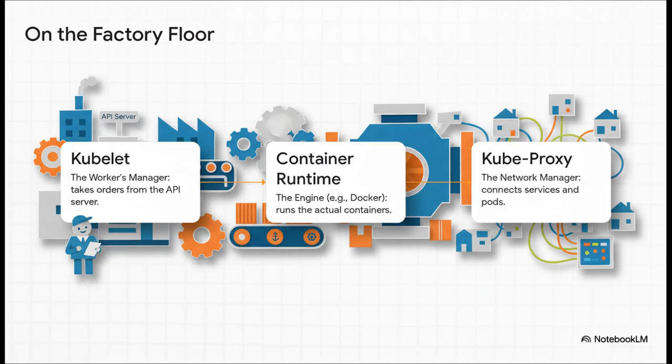So on every single one of these worker machines, you've got a few key players. There's the kubelet, which is like the local foreman on that specific machine. It gets its orders from the big boss, the API server, and makes sure the right containers are up and running. Then you have the container runtime. This is the engine itself, something like Docker that actually does the work of running the container. And finally, there's the kube proxy. This is the network guru that handles all the complicated wiring so that all the containers can talk to each other and the rest of the world.